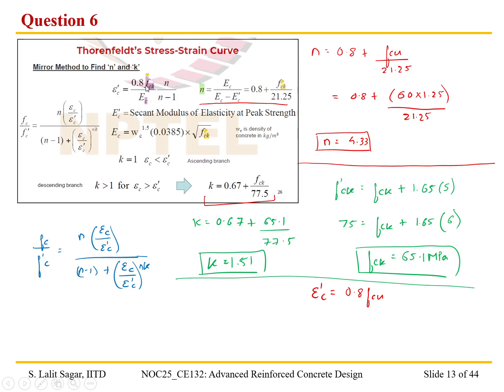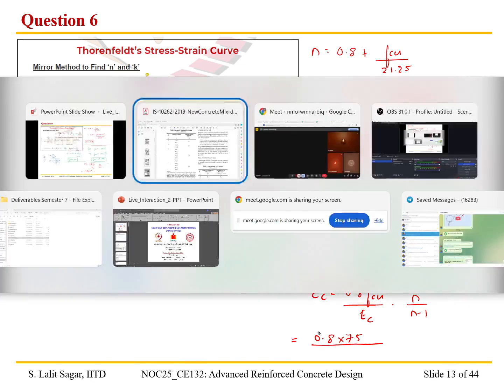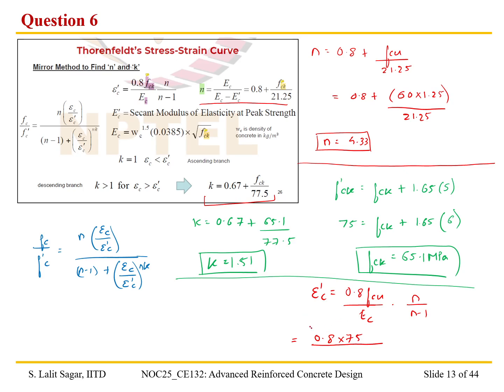This correction has been made in the notes as well, but it is not reflected in the PDF. This is not FCK, but this is FCU. Epsilon prime c is 0.8 FCU by EC into n divided by n minus 1. Okay, let us start substituting. That is 0.8. What is FCU? FCU is 75 and EC is 5000 root FCK, 5000 root 65.1, into what is the value of n? N is 4.33 by n minus 1, that is 3.33.